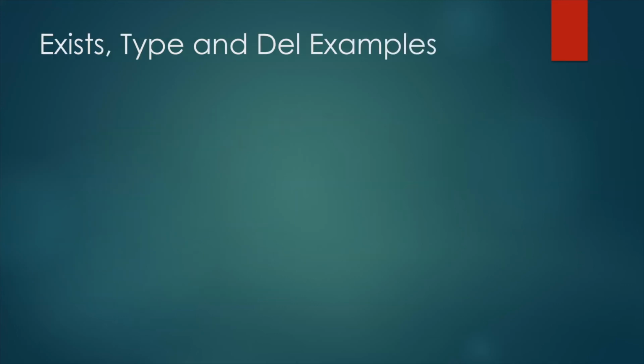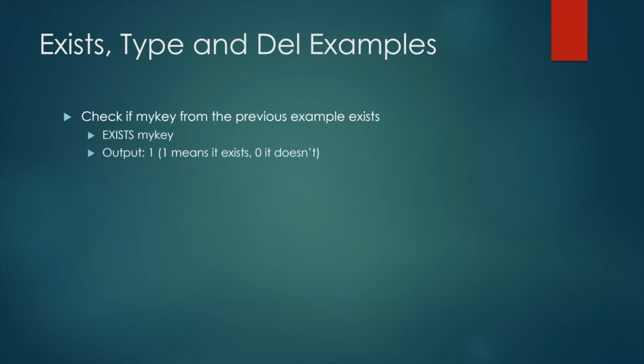Now I'm going to go over the exists, type, and delete examples. So if you want to check whether a key under a specific key name exists, you're going to run this command as we've described earlier. The command is just going to be exists and then the key name. In this example, we're using mykey from the previous. The output would either be 1 or 0, 1 meaning that the key does exist and 0 meaning that it doesn't.